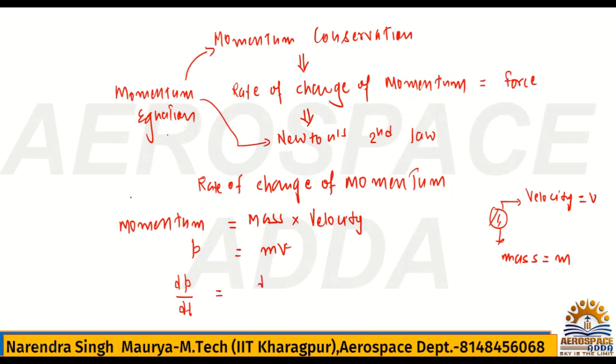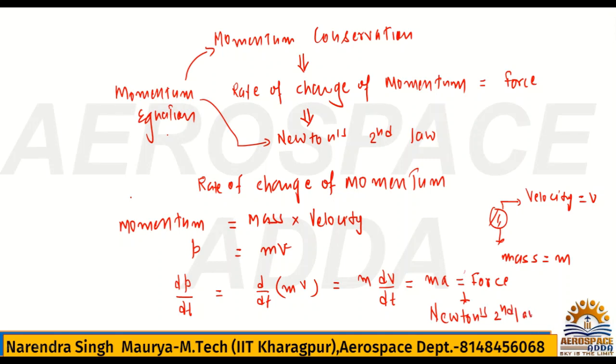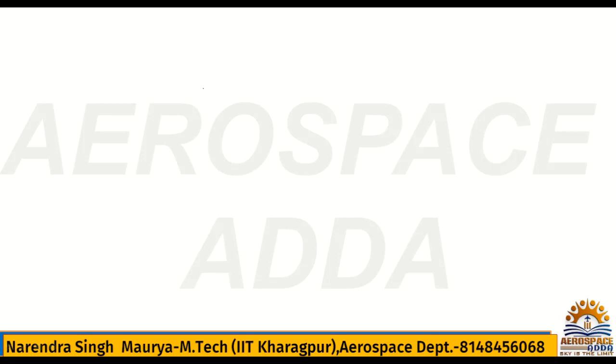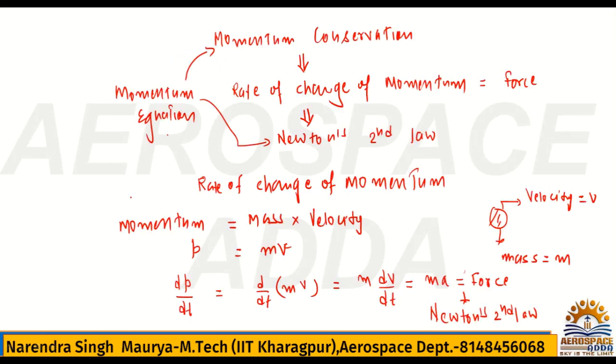So if you write this, what can I write? Mass is conserved, so I can take mass outside. d by dt of velocity, rate of change of velocity, is acceleration. So mass into acceleration, yes or no? What is mass into acceleration? It is nothing but force. This is Newton's second law. Yes or no? So finally we got the momentum equation, which is nothing but force is equal to mass into acceleration. Right? I hope you understood this whole analysis.